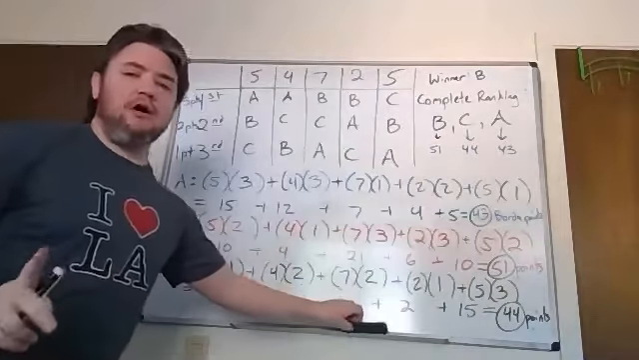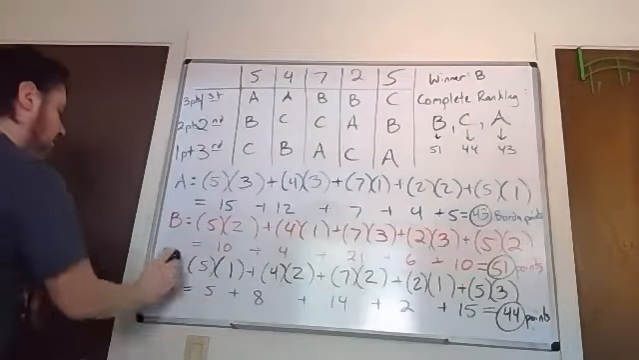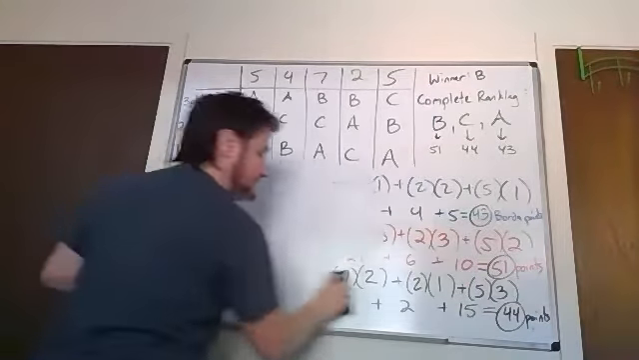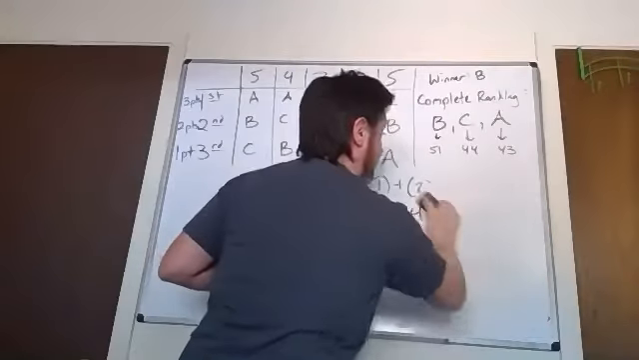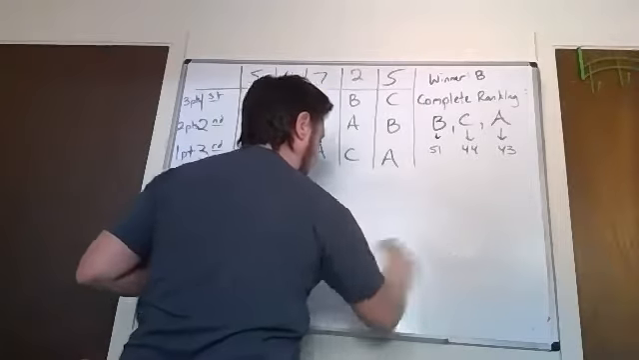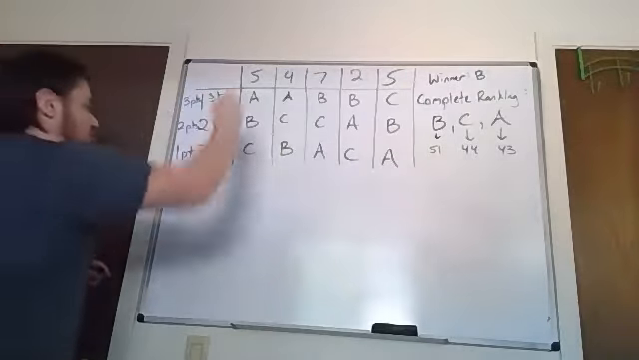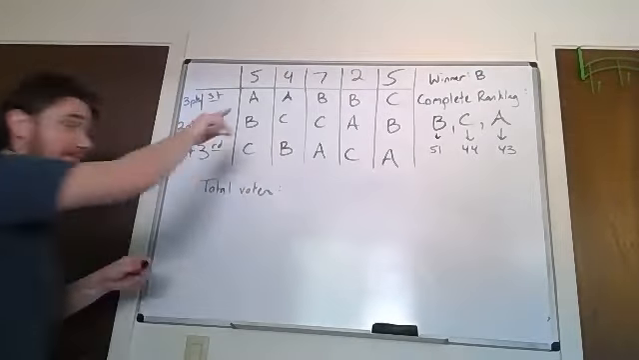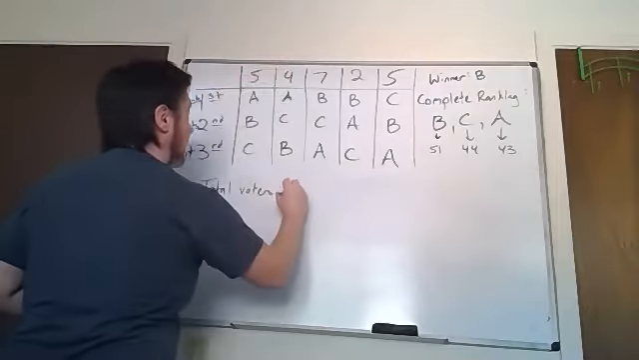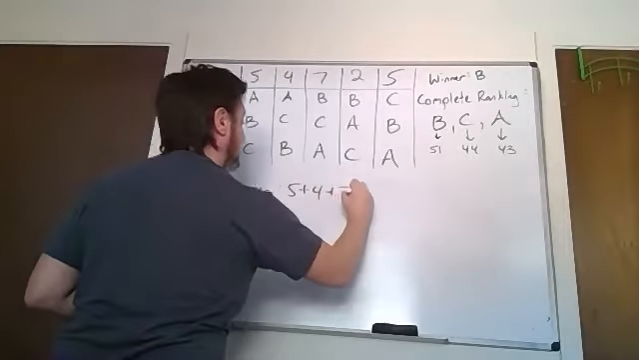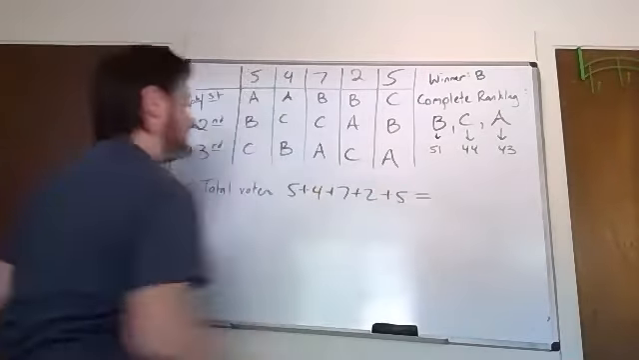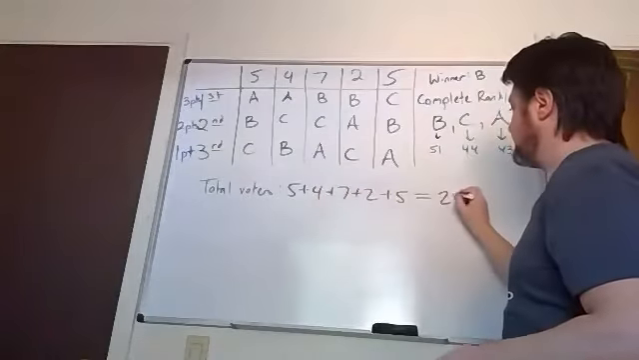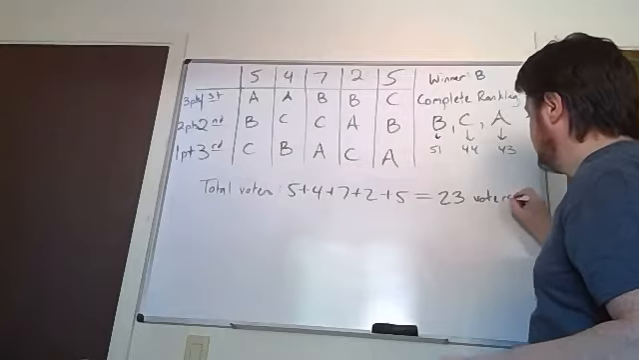Okay. So there are some questions on the Pearson that involve the total number of points given in a particular election. All right. So in other words, let's think of total voters here. Total voters. How many different voters participated in this election? Let's add up those numbers up top. So 5 plus 4 plus 7 plus 2 plus 5. So that's 5 and 5 is 10. 6 and 3 is 13. So 23. So 23 voters voted in this election.